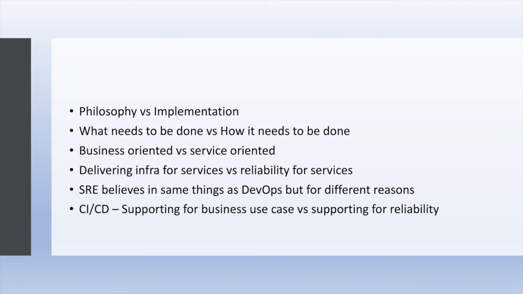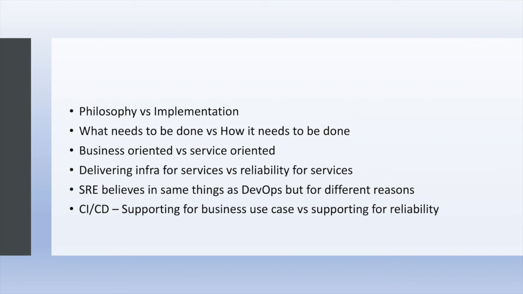So SRE believes in the same things as DevOps, but for different reasons. SRE is trying to implement the DevOps principles. So they also believe in the same things as DevOps, but for different reasons. Because for CI/CD, that is continuous integration and continuous deployment, for DevOps it is supporting a business use case, right? Versus for SRE, it's for supporting the reliability of the service. Because if you have continuous integration and continuous deployment, then you can make small, gradual changes, right? Then you can also have a mechanism for rollback in your CI/CD pipeline. And also you can have staging environments, canary environments, and then the production environment, right?